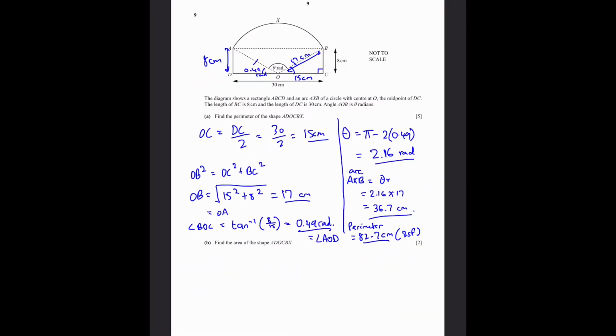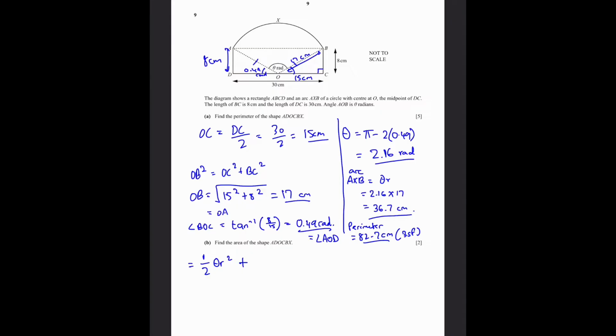Find the area of the shape ADOCBX. Firstly, we can find the area of the sector quite easily. It's just half theta r squared, and we already know what theta and r are from the previous question. Now we need to add the area of these two triangles. Well, they both are congruent triangles. They're the same lengths on all three sides, so using SSS property, they are congruent.